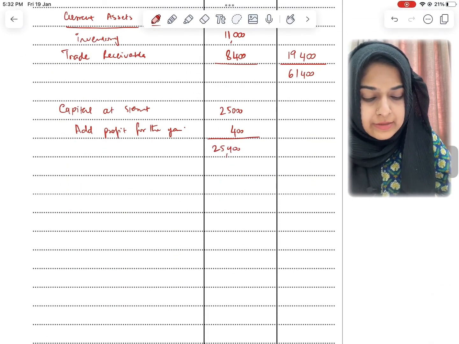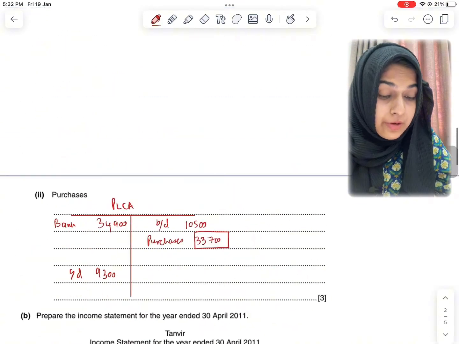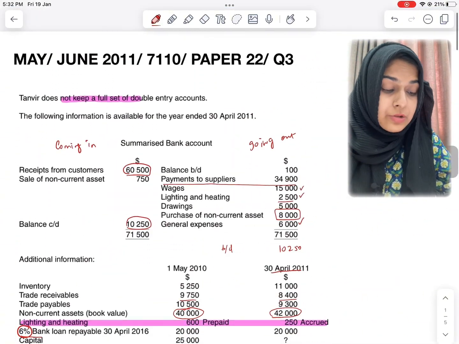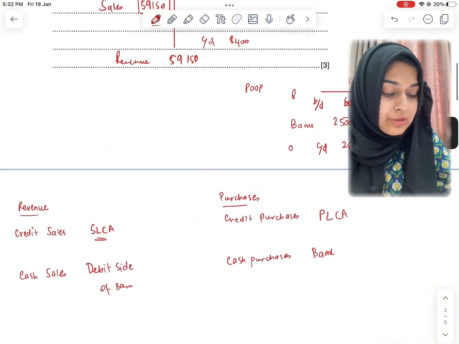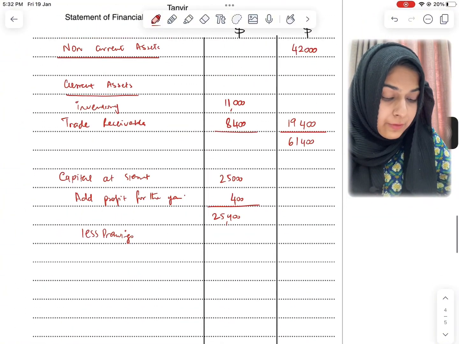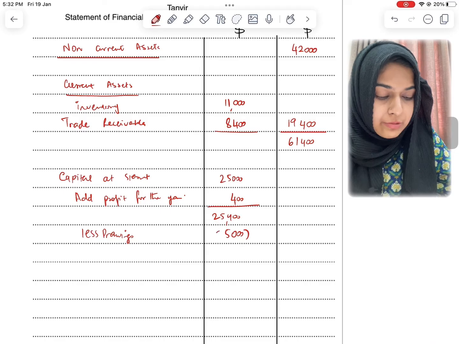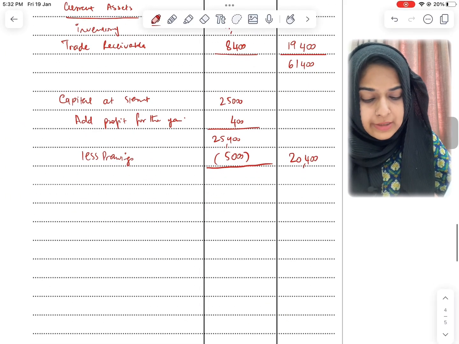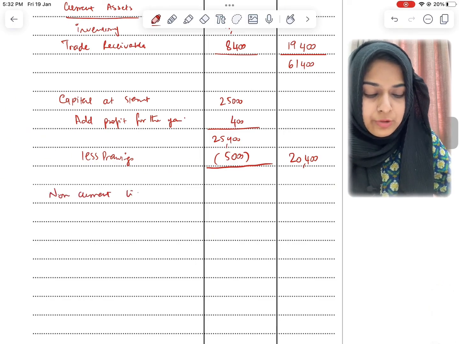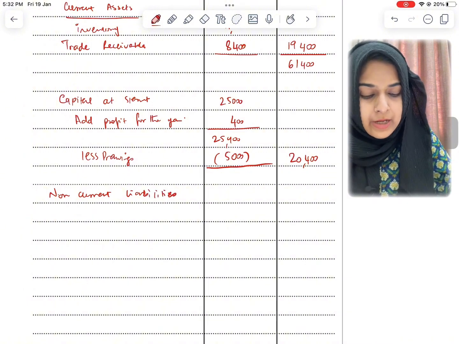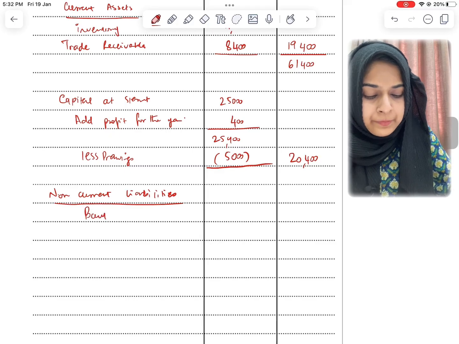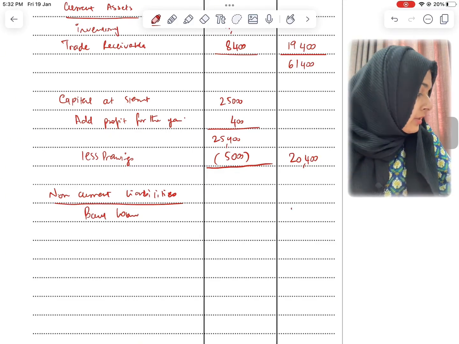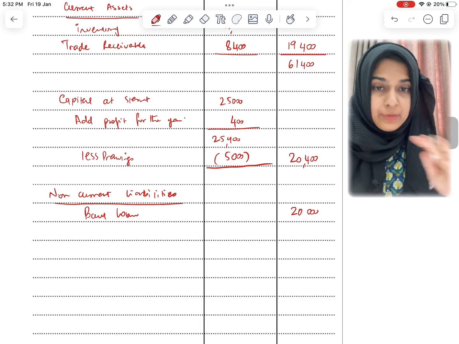Then you write less drawings. We can see drawings are there in the bank account on the credit side, that is 5,000. So when you subtract drawings, 5,000, from 25,400, you get 20,400 as your closing capital. Then you write the non-current liabilities. We have one non-current liability, that is a bank loan, and we had it at the start of the year and we had it at the end of the year. So you write bank loan, there's just one, and that is 20,000, and this is coming from the question.